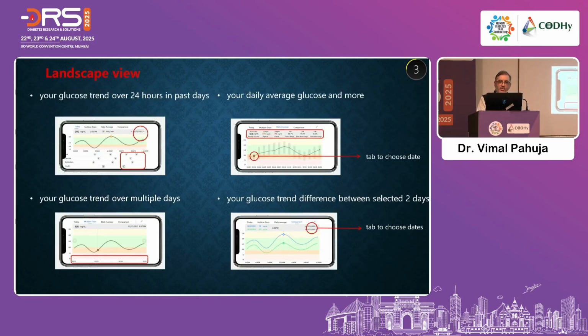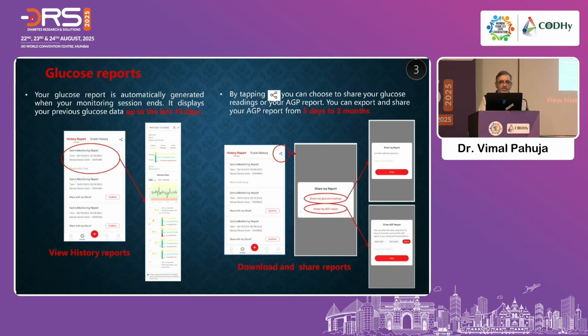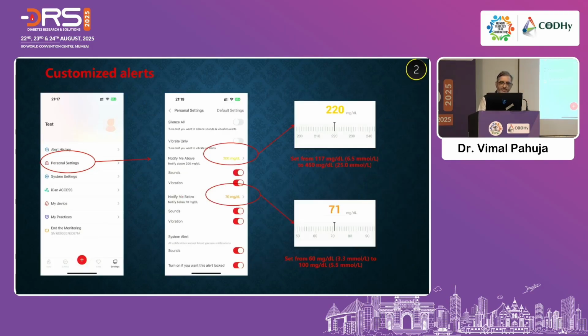In the landscape view, you can see the glucose in 24 hours, daily average glucose, glucose trends, all things can be seen with the app that the patient is using. And they can add their events also. Then you can have glucose reports, they can generate the reports, they can also export the reports and send them to the caregiver for further evaluation and if there are any changes to be made.